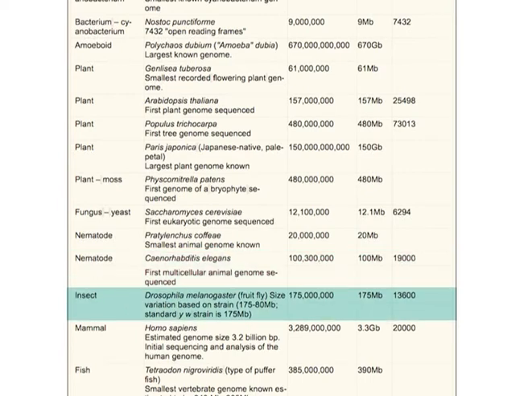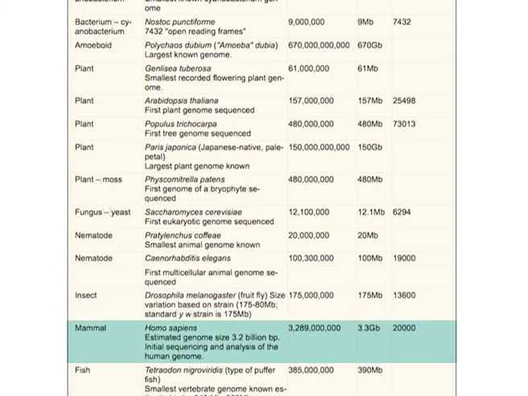Coming to insects, the Drosophila melanogaster fruit fly has a size variation based on the strain, ranging from 175 to 180 MB, and the genome size was 175 MB. Among the mammals, Homo sapiens, estimated genome size 3.2 billion base pairs, and the genome size is 3.3 GB. The approximate number of genes is 20,000.